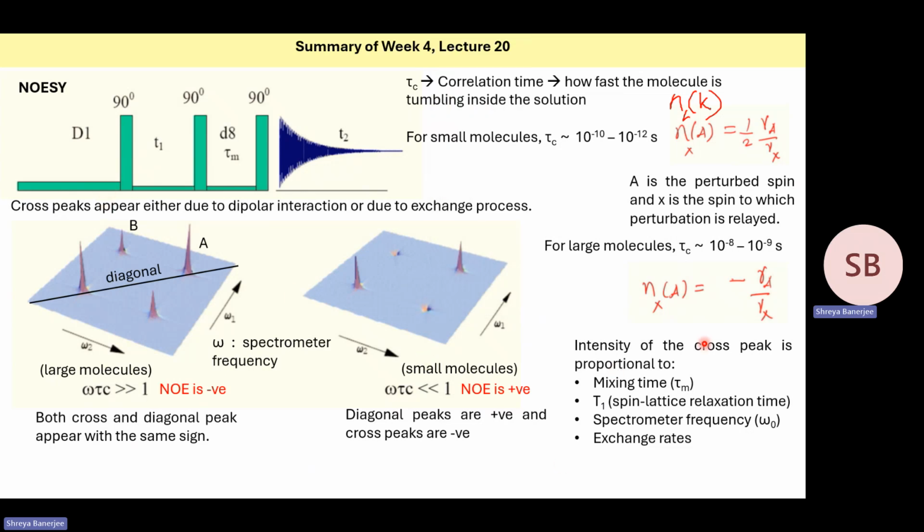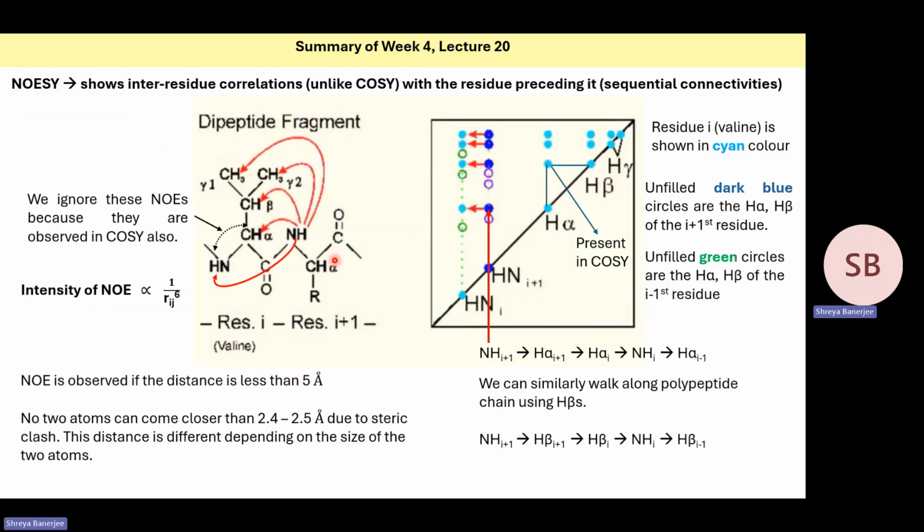The intensity of this cross peak in NOE is proportional to the mixing time. So the more time you allow for mixing, the more is the transfer of magnetization and greater will be the cross peak. Then it is the T1 or spin lattice relaxation time, and also the spectrometer frequency and also the exchange rates. So these are the factors on which the intensity of the NOE cross peak depends. NOESY basically shows your inter-residue correlations with the residue preceding it.